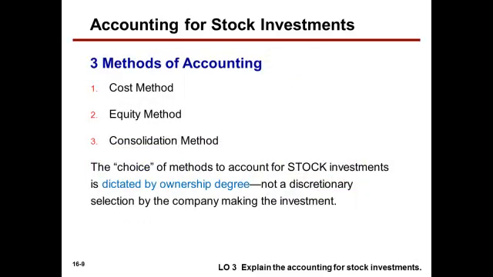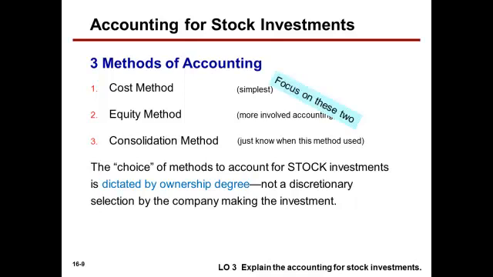So again, the 3 methods of accounting for stock investments: the cost method, the equity method, and the consolidation method. The choice of methods to account for stock investment is dictated by ownership degree. It's not a discretionary selection by the company making the investment. The cost method is the simplest. The equity method is more involved in its accounting. And the consolidation method, again, I just want you to know when this method is used, not the details of it. We'll focus on the first 2.